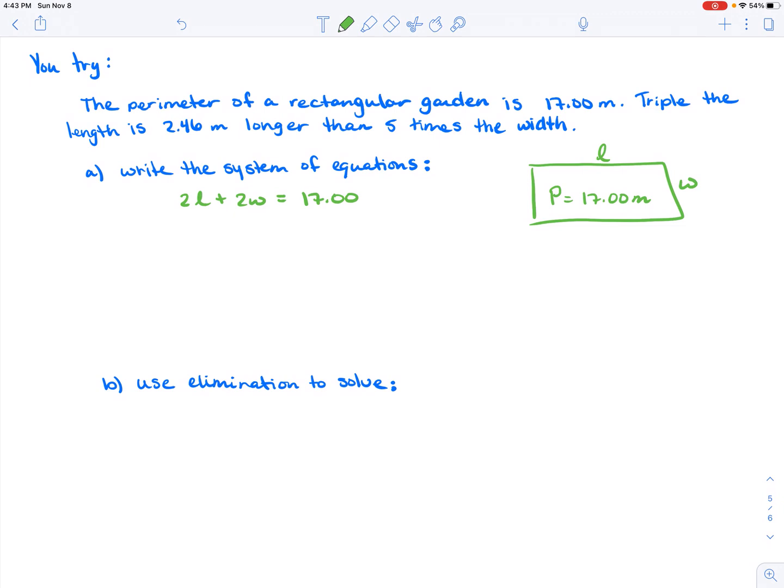How do I interpret the second situation, which is triple the length is 2.46 meters longer than 5 times the width? Triple the length means 3 times the length. And they're saying is, or equals, 2.46 meters longer, so that's a plus, then 5 times the width. What I'm going to do is I need to rewrite this second equation so my variables are all on one side. So I'd like you to do that. Stop the video, do that, and then use elimination to solve, and come back for the answer.